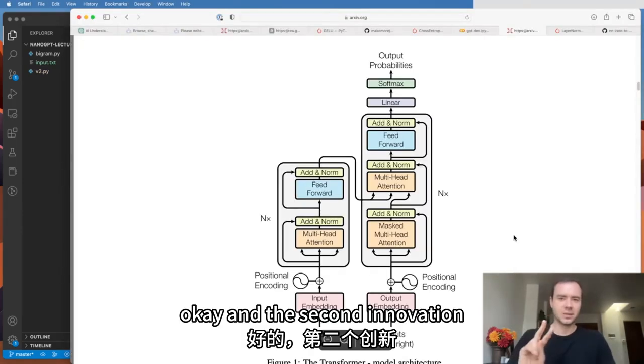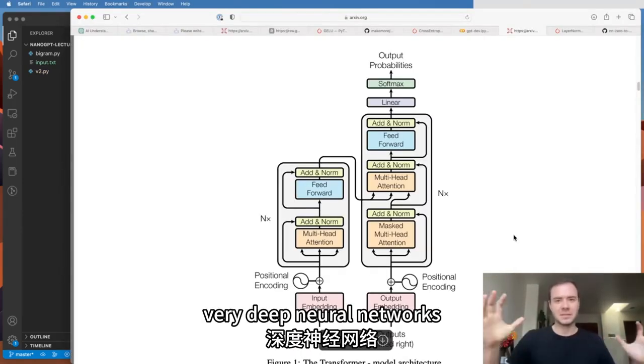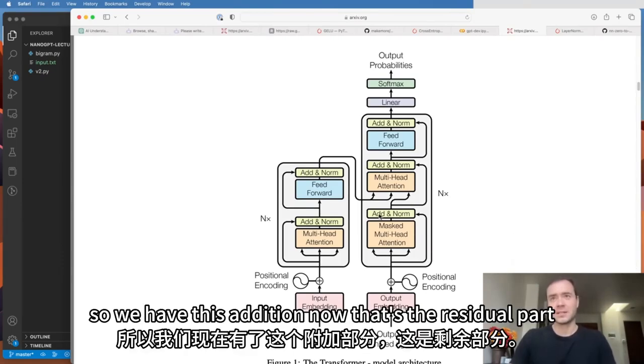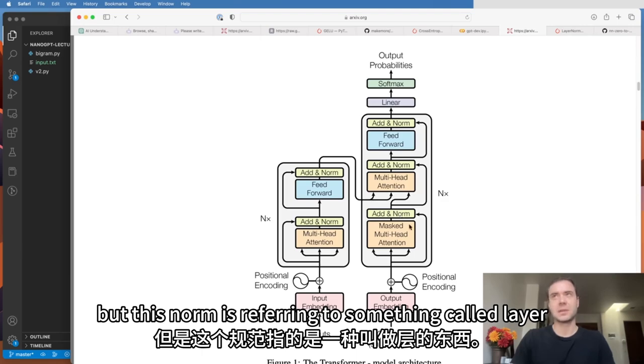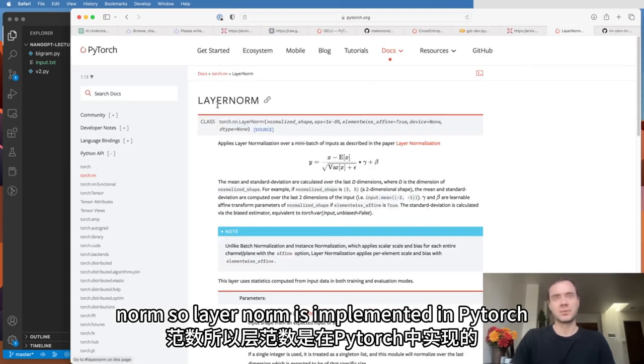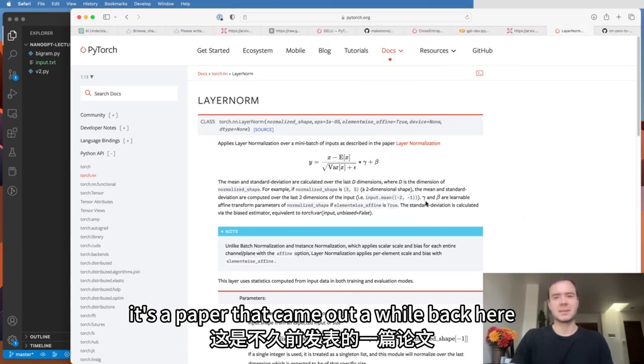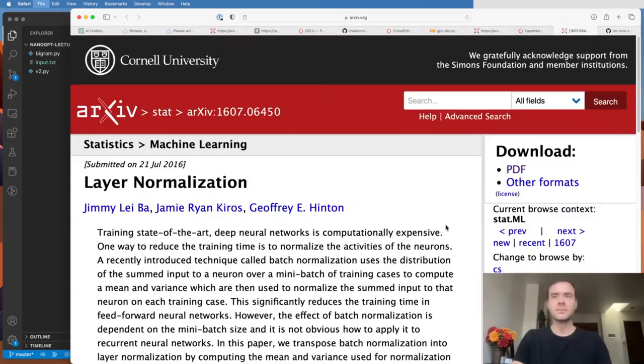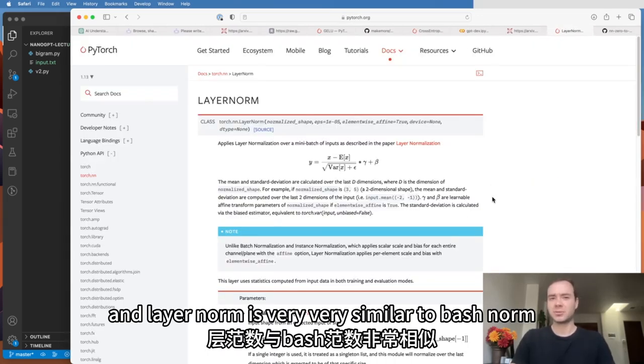Okay, and the second innovation that is very helpful for optimizing very deep neural networks is right here. So we have this addition now, that's the residual part. But this norm is referring to something called layer norm. Layer norm is implemented in PyTorch. It's a paper that came out a while back here.